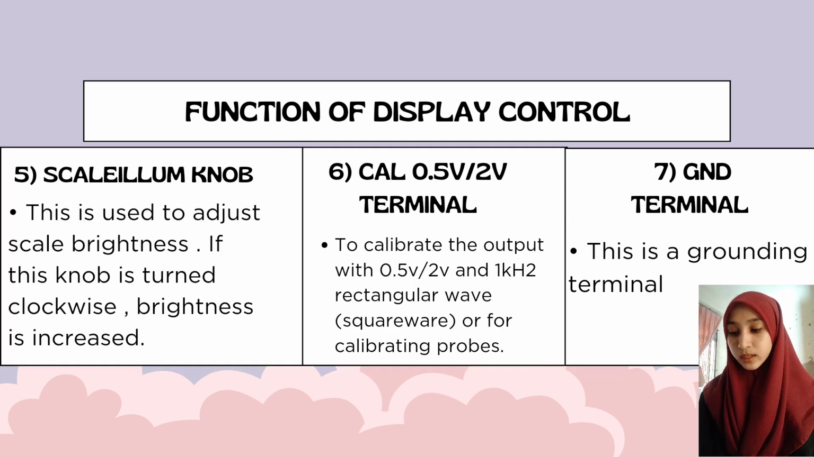Number 5, scale illumination knob. This is used to adjust the scale brightness. If this knob is turned clockwise, brightness is increased. Number 6 is the 0.5 volt, 2 volt terminal, to calibrate the output with 0.5 volt, 2 volt and 1 kHz rectangle or square wave for the calibration probe. Number 7, GND terminal. It is a grounding terminal.